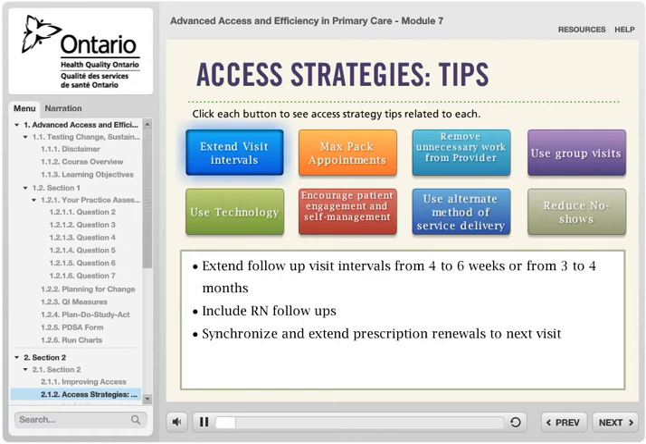Here are some tips to consider when testing your access improvement strategies. There are more tips in the PDSA toolkit downloadable from resources. Now, let's review an example PDSA cycle to improve access completed by Dr. Edwards' team. This will help your team understand how to approach your own PDSAs to test the changes you selected.